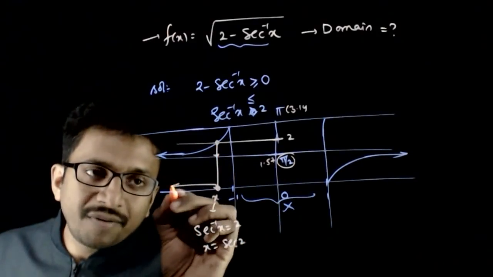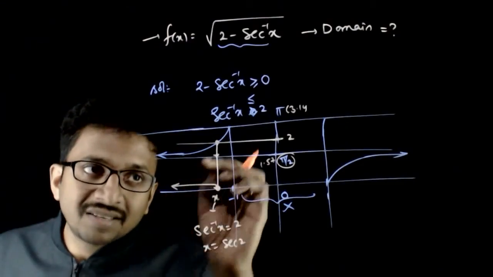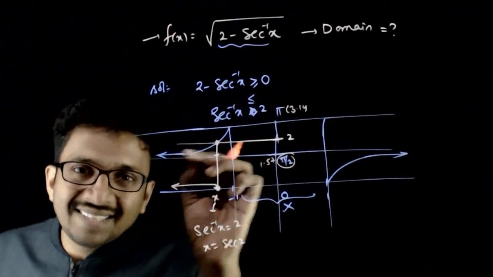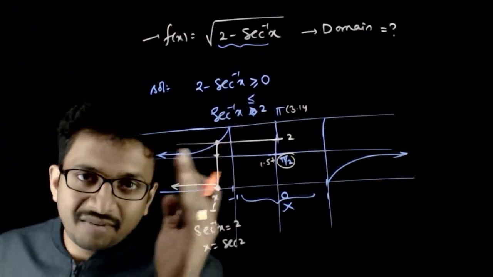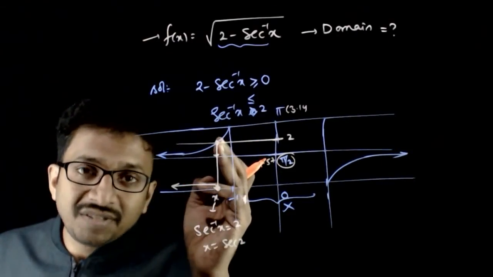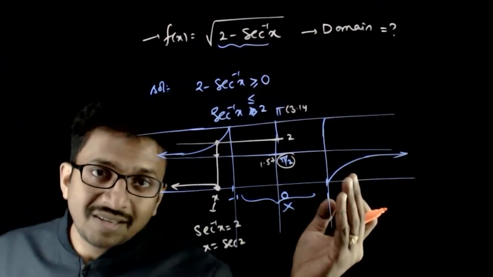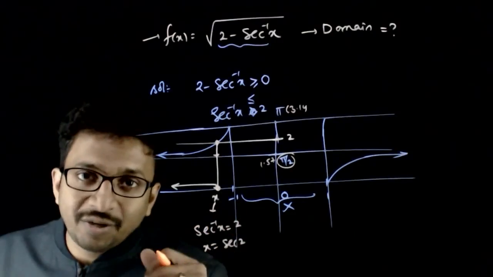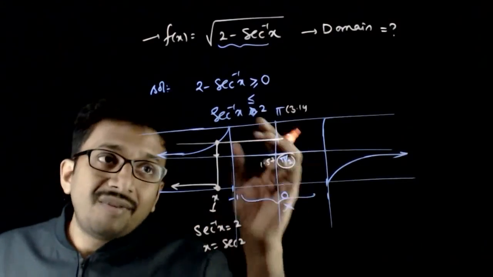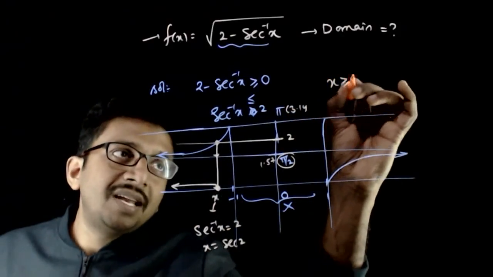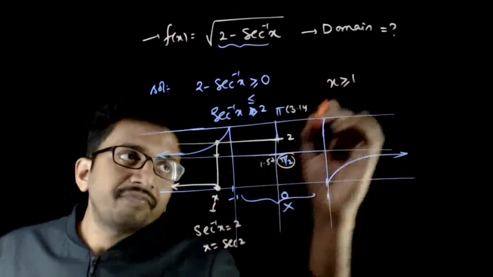On the left side of x, as you see, the value of secant inverse x is less than 2. On the left side, the value of secant inverse is less than 2. And in the first quadrant, obviously the value of secant inverse x is less than 2. So what is the value of x which satisfies this inequality? So x can be greater than or equal to 1, which is okay.